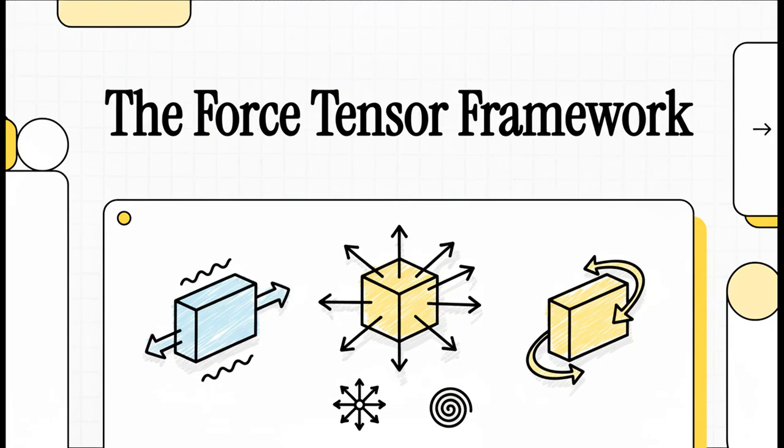Welcome to the Explainer. Have you ever really stopped to think about how things hold together? I mean, from the steel in a massive skyscraper to the simple rubber in a tire, everything around us is locked in this incredibly complex dance of internal forces. Well, today we're diving into a really fascinating new framework that gives us a whole new language to describe that dance. It's built around something called the force tensor.